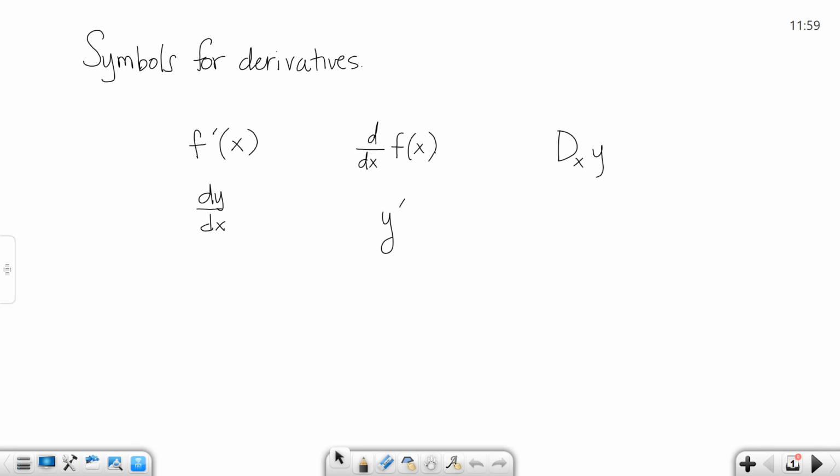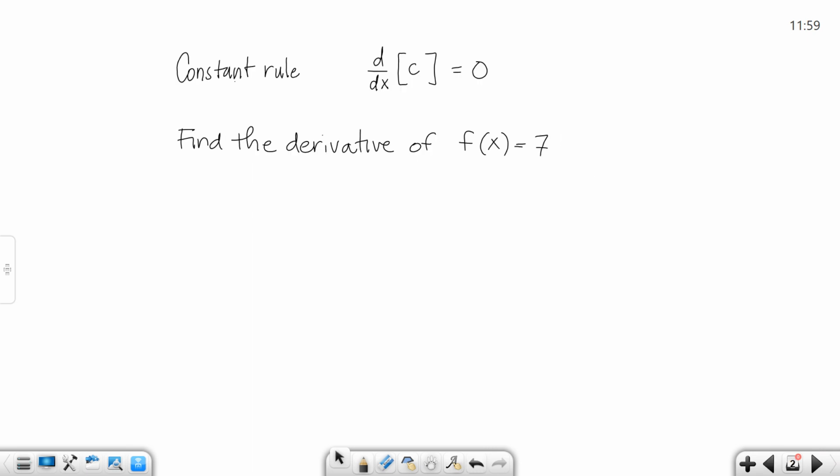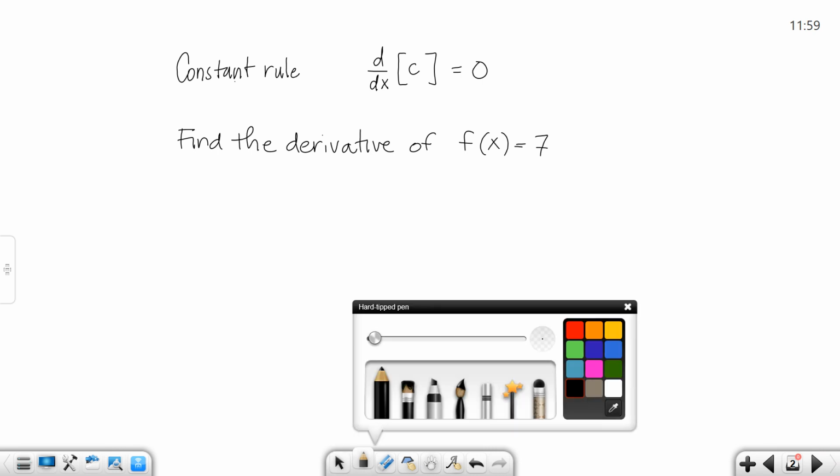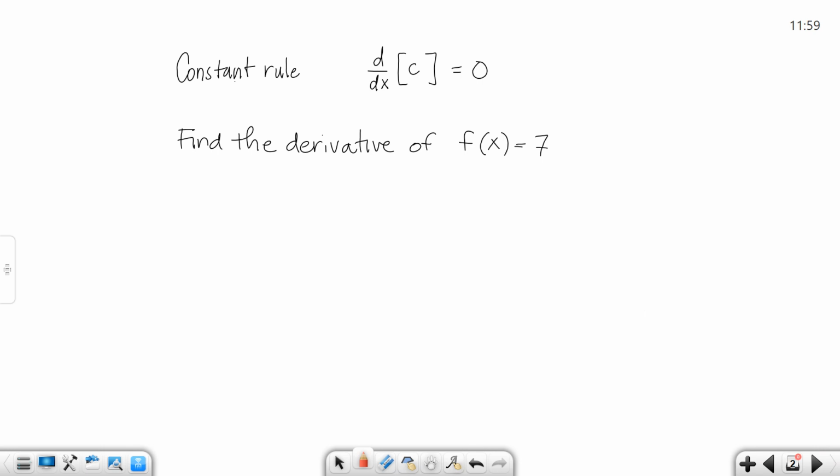Okay, in this section we're going to do basic derivatives. So on the screen you see all of the different symbols that we can use for derivatives. That's how they look. All of them mean the same thing. The first one you have is the constant rule, and a constant of course is a value that doesn't have a variable. So looking at this particular problem here, if I take the derivative of 7, it's going to be 0, okay, because the derivative of any constant is 0.